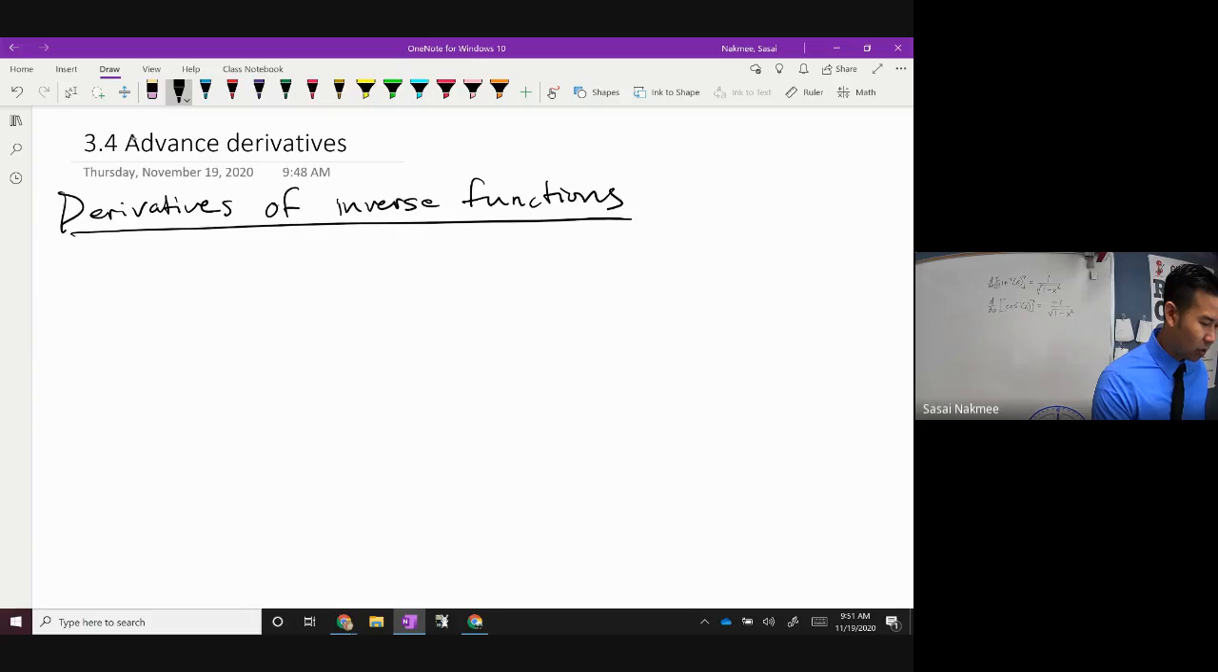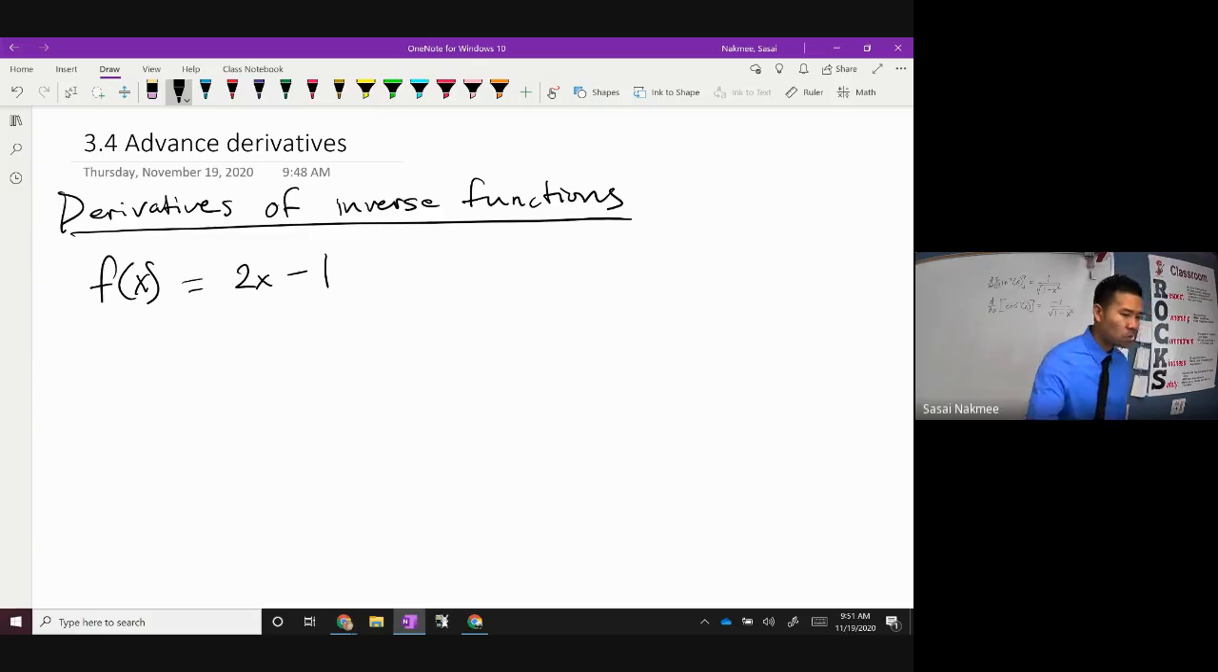So let's take a look here. Can you guys imagine with me a function? And I'm going to say that this function is going to be equal to, I don't know, let's say 2x minus 1. You guys okay? That's a simple linear function, right?